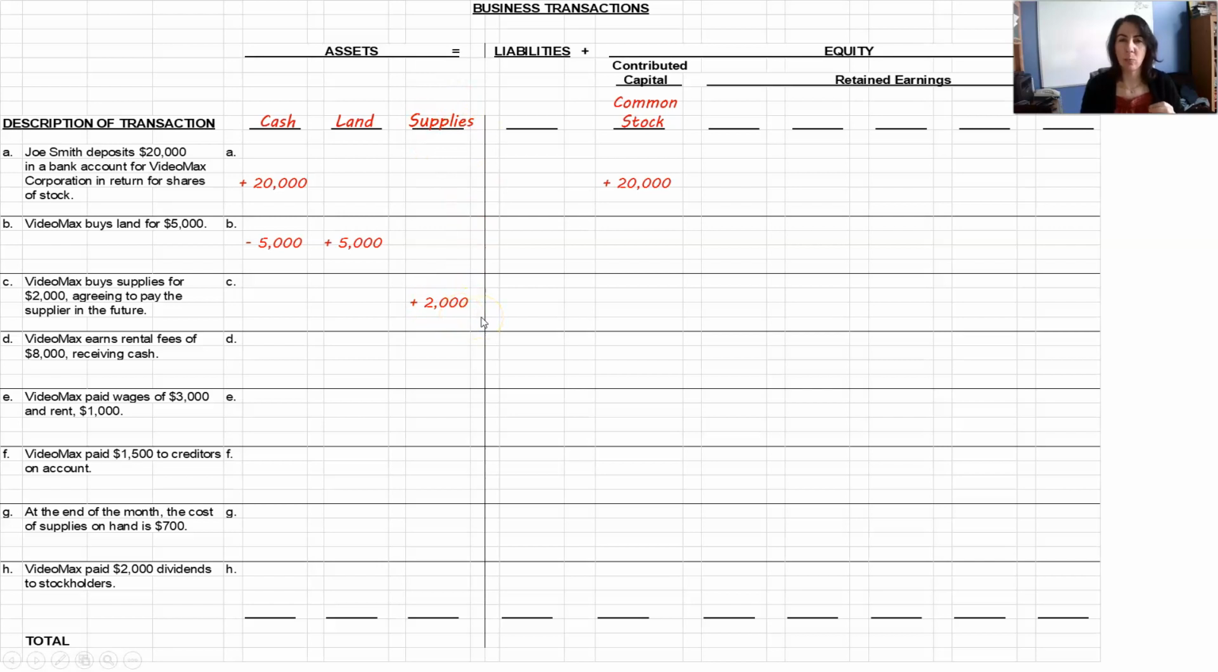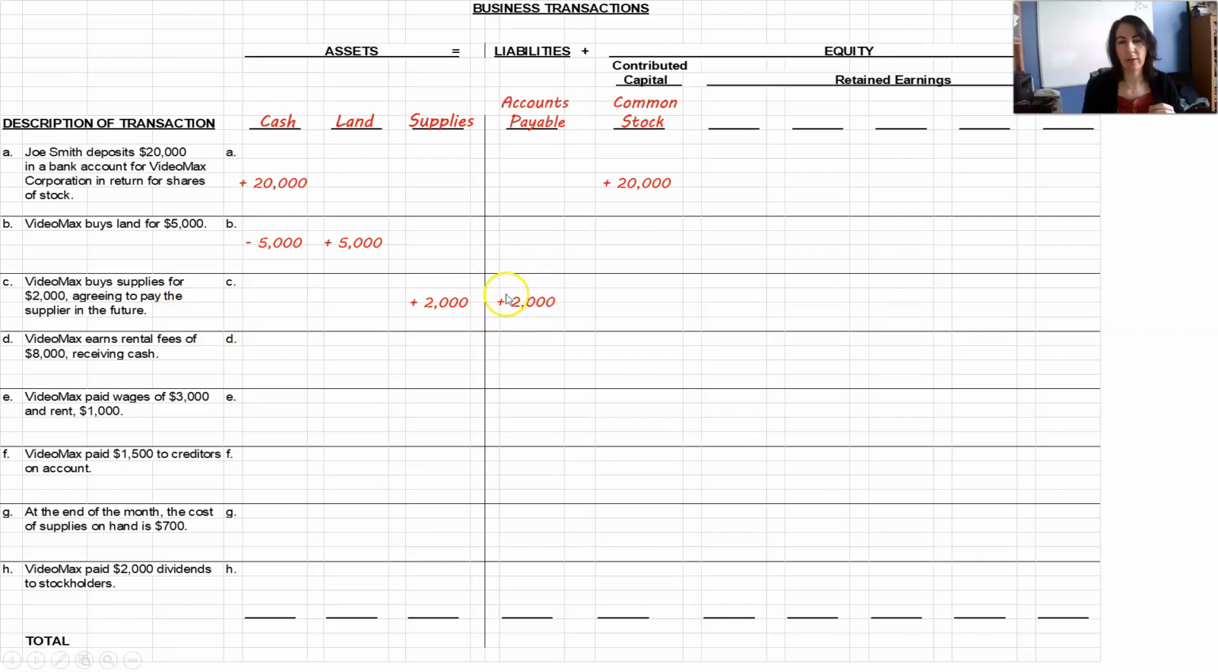When you owe someone, that's a liability. You're going to pay them $2,000 in the future. It didn't say you paid cash, it said you're going to pay them in the future. That is a very typical liability, the most typical. When you owe someone money, it is called an account payable.